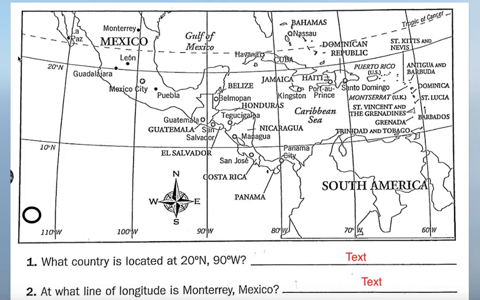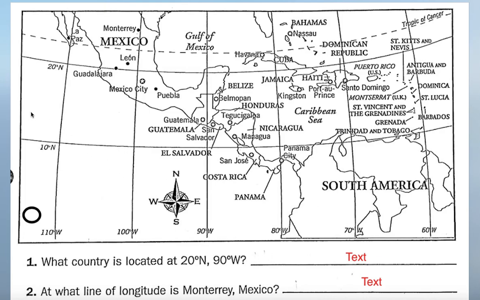Now remember, latitude lines run east and west. So this is west, this is east. They run right and left across the globe. Longitude lines run up and down or north and south. Okay? So this is the longitude, up and down. Latitude is right to left.